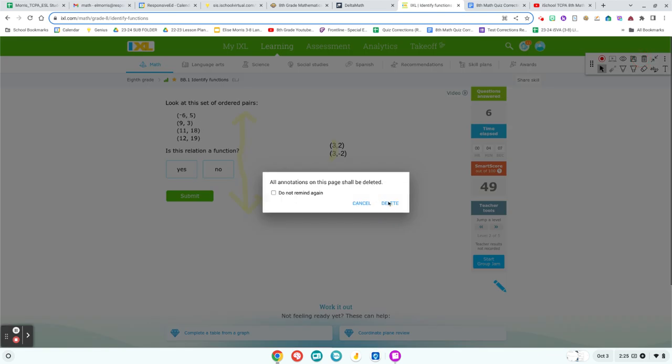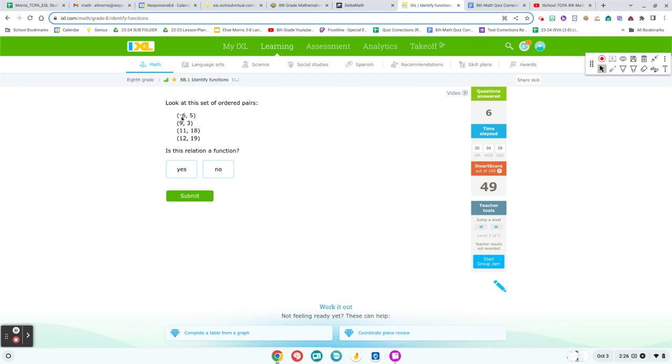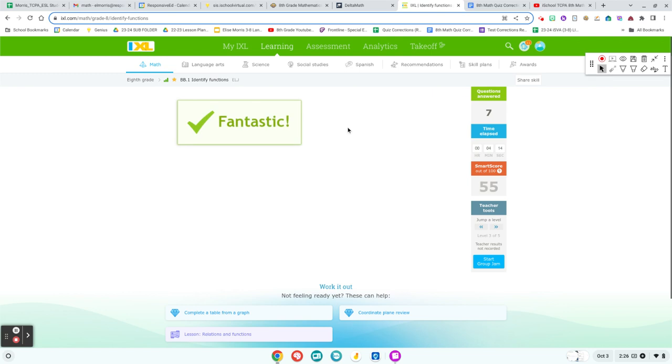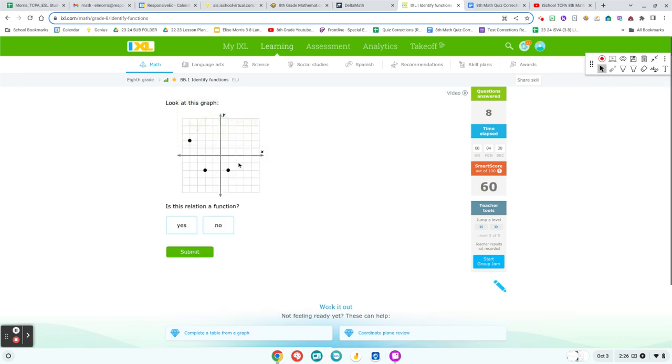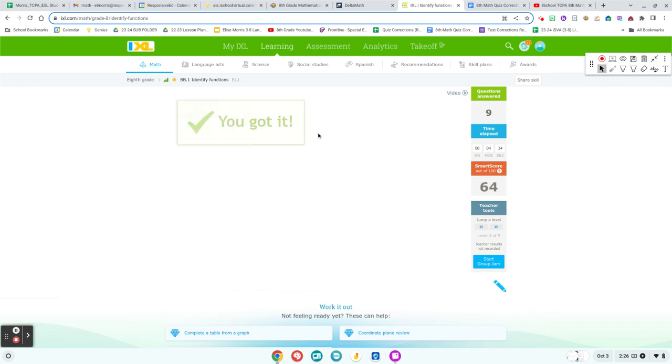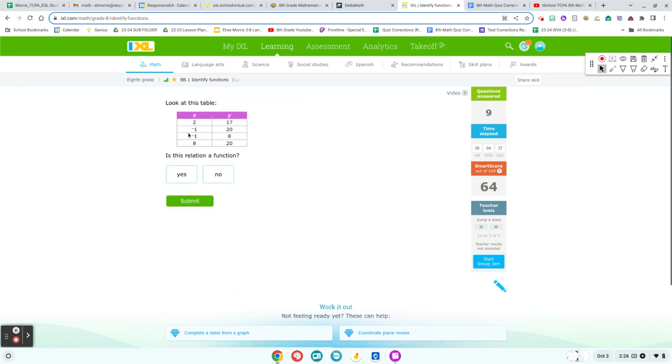Here we're looking for repeating x values, negative 6, 9, 11, and 12. This is a function. 12, 7, and 12, negative 2, not a function. Here's another graph. This is what I wanted to look at, right? If we go up and down and draw a line, it's only going to touch once, once, once. This is good. This is fine. Yes, it's a function. Those negative ones repeating, not a function.